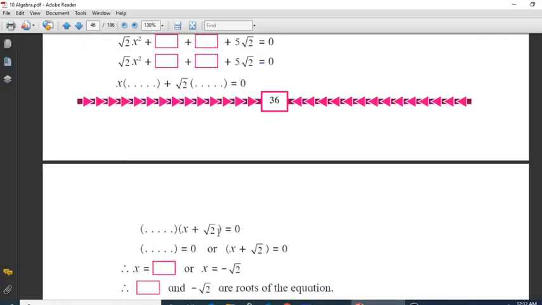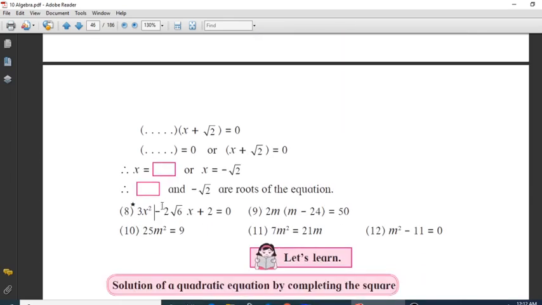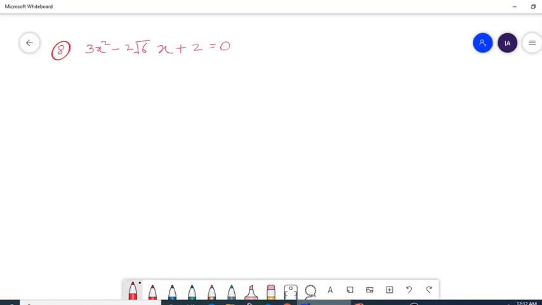Okay, we're going to solve this question number 8 from the same exercise number 2.2. Question number 8 is quite different from other questions. Here we have 3x square minus 2 root 6x plus 2 is 0. This is our question. We need to solve this question by splitting the middle term.